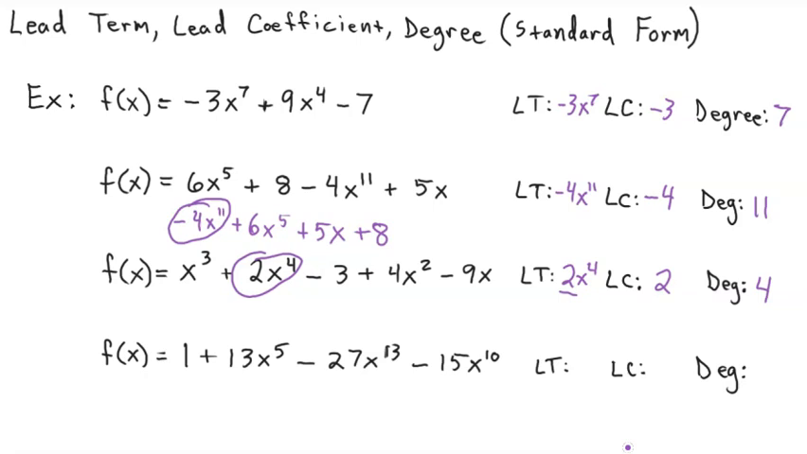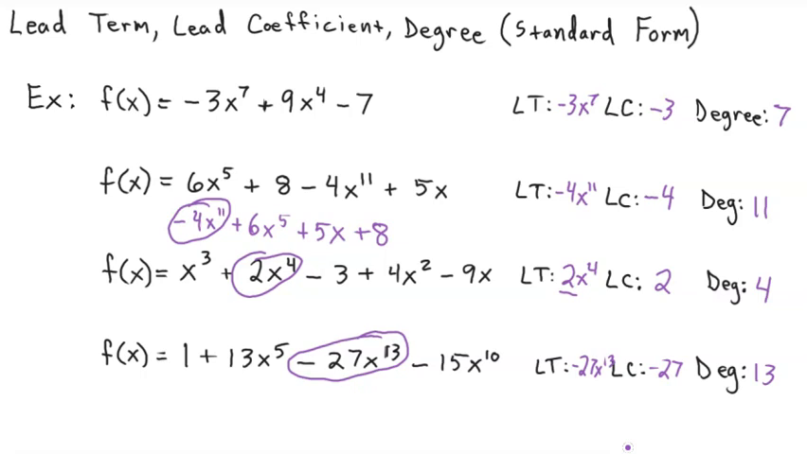This other one here, this last one, you can see that the highest power is 13. This one's 10 over here. 10 is smaller than 13. 13 is the highest power. Therefore, negative 27x to the 13th power is the lead term. Okay. Lead coefficient is just the number, which is negative 27. So the lead coefficient is negative 27. The degree is just the exponent, 13. Therefore, the degree is 13.